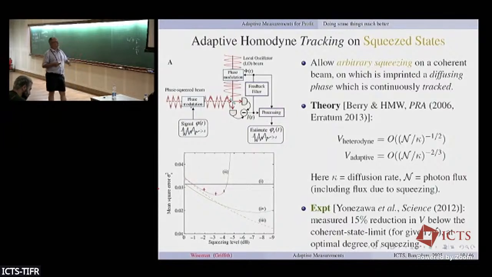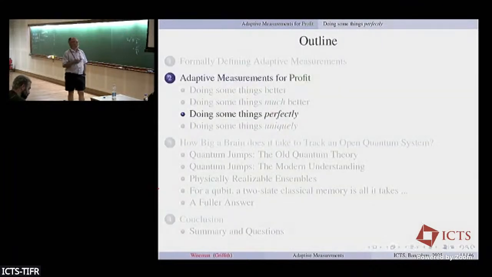And I won't go through the details here, but here's an example of homodyne tracking, so diffusing phase on squeezed states. We find a different scaling law in comparing adaptive to a standard technique like heterodyne detection. And there was an experiment done in Akira Furusawa's group where they didn't measure a difference in scaling law because that would require extremely high squeezing, but they did see something significantly below the standard limit. Is that all that's there? Okay. And then moving on to doing some things perfectly now.